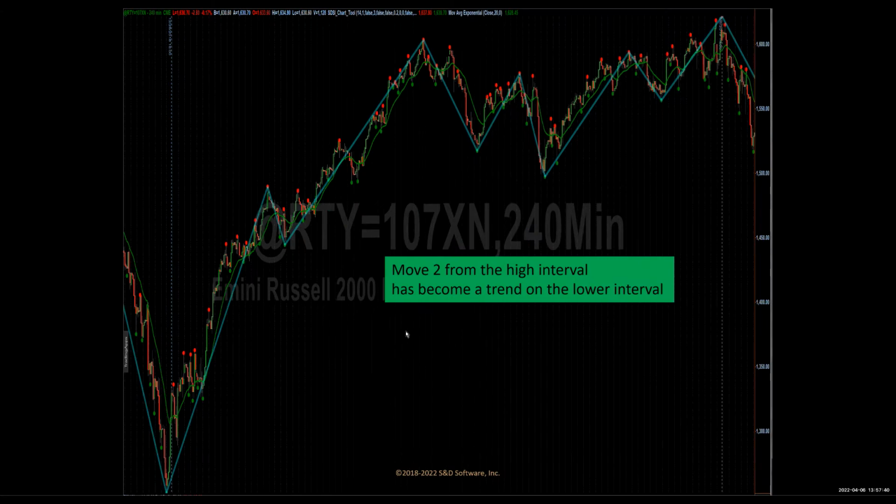Now here's move number two. And again, on the higher time frame, that was just a clean move up. And down here, when we go to the lower time frame, again, we see it start turning into a trend. We see the impulse move, the corrective move. We come back here, corrective move, and then here we get a failed impulse move. We start to get some sideways motion, but the trend then reasserts itself and finishes.